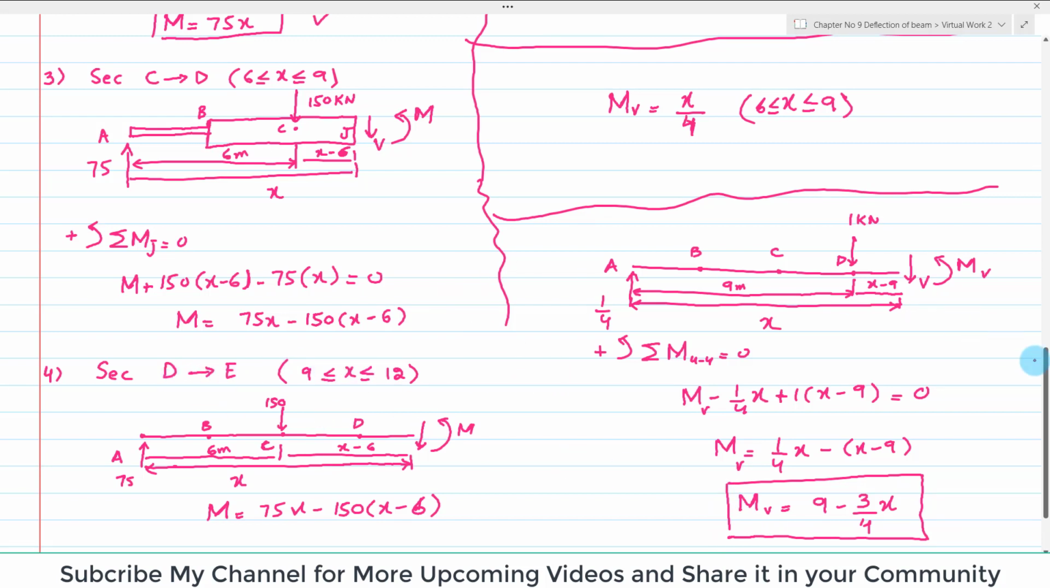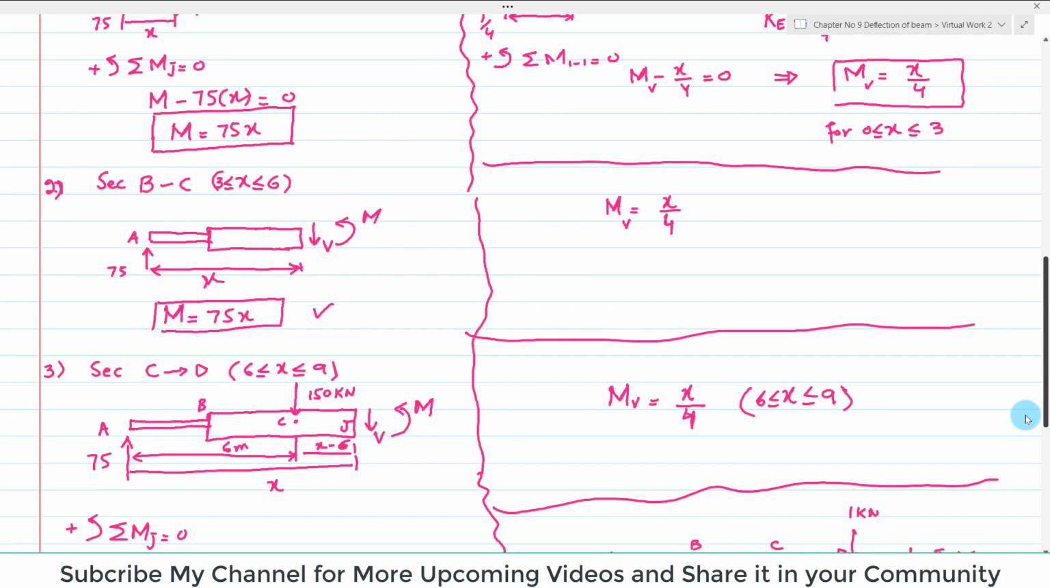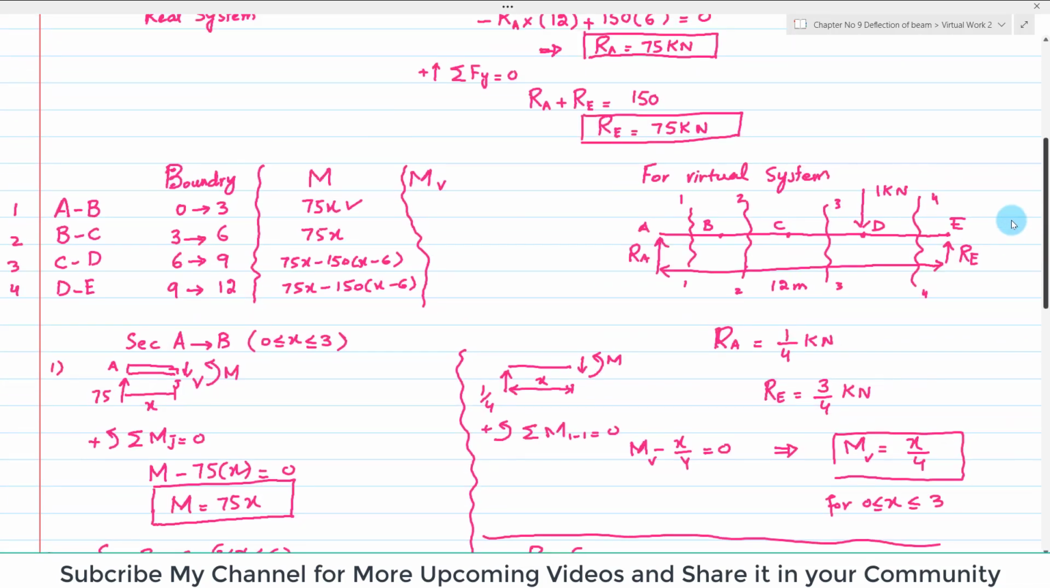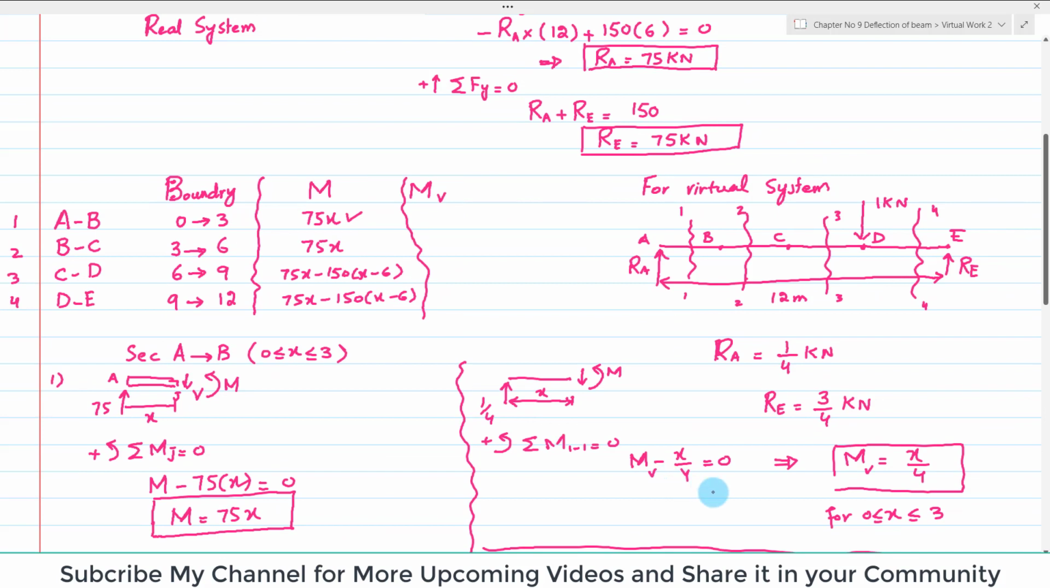Clear? This is the virtual moment for the segment CD, C to D, and this is the virtual moment for segment B to C. I'll also write it in the table. Clear? So from A to B, the virtual moment was x by 4, and again this is also x by 4. You can check below. This is again x by 4, and the last one was changed, and that was 9 minus 3 over 4x.